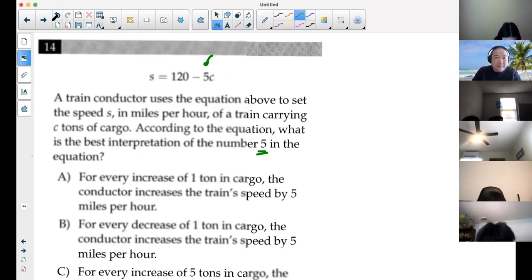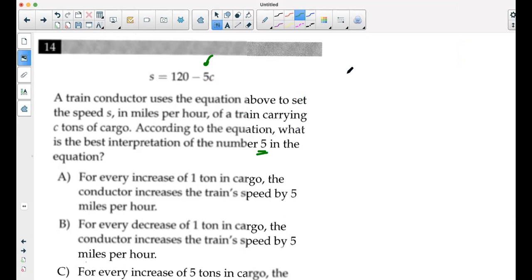Is that clear, guys? Now, when you look at the slope, slope is change of y over change of x. In this case, change of y is change of s over change of c. So change of s, what we call speed, over change of cargo in tons. And that ratio is 5. That means I can express that as 5 over 1. That's one option, meaning I set the denominator equal to 1.